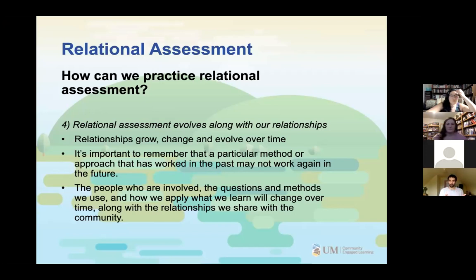So the following point is to keep in mind that relationships change over time. Just like any personal relationship that we might have, the more time we spend with someone, the more things we share together, the more challenges we overcome, the more relationships grow. But there's also the inverse, in the sense that sometimes relationships don't grow but diminish. Sometimes we lose touch with people, we move in different directions, and that trust and closeness also diminishes.